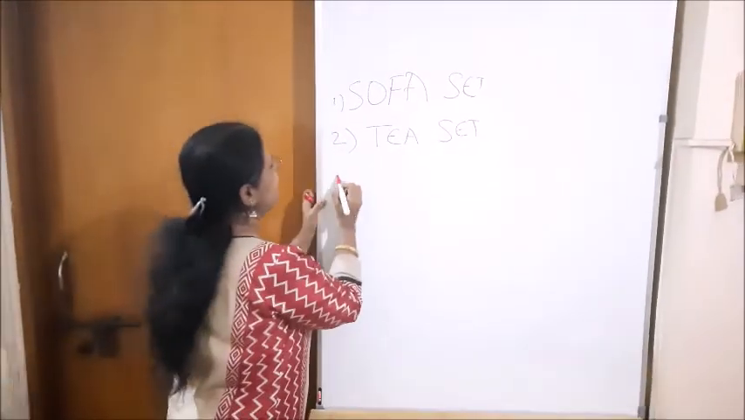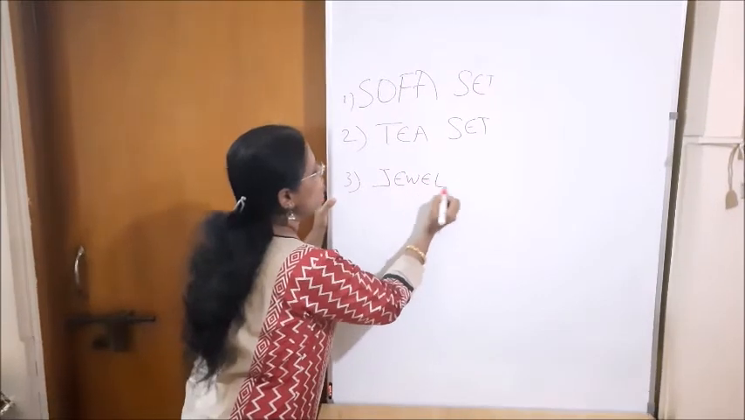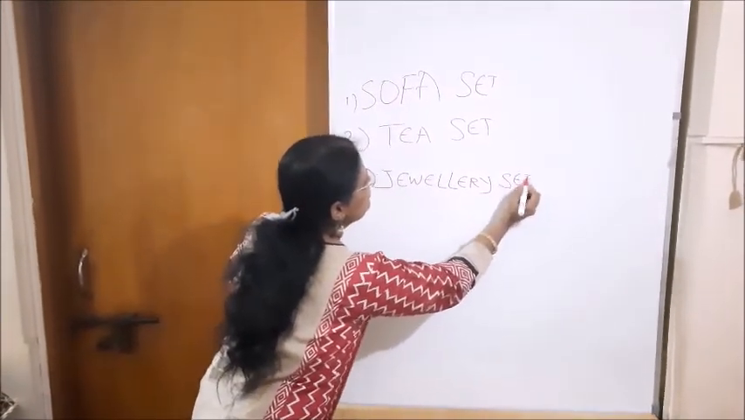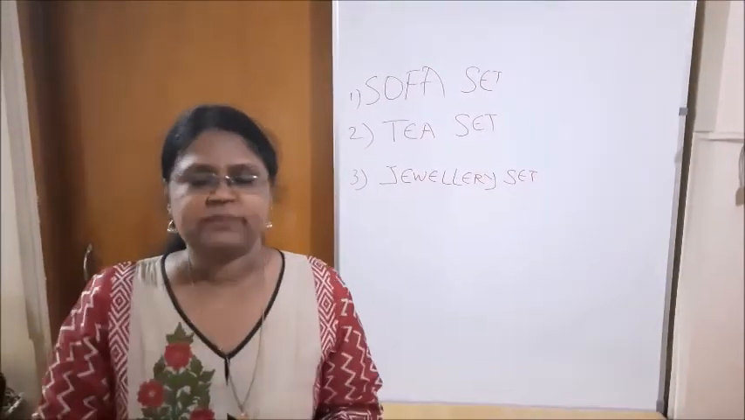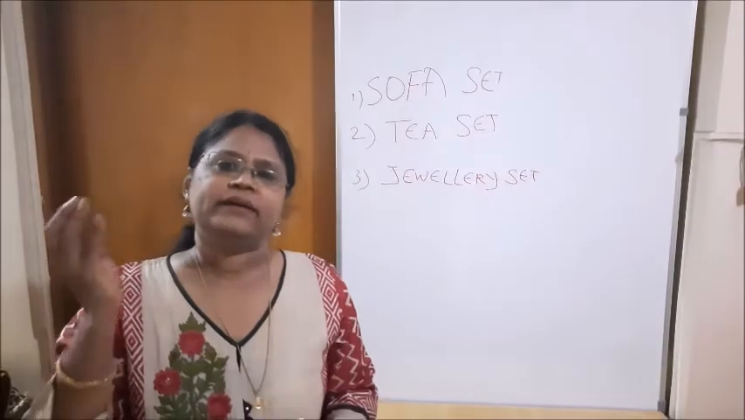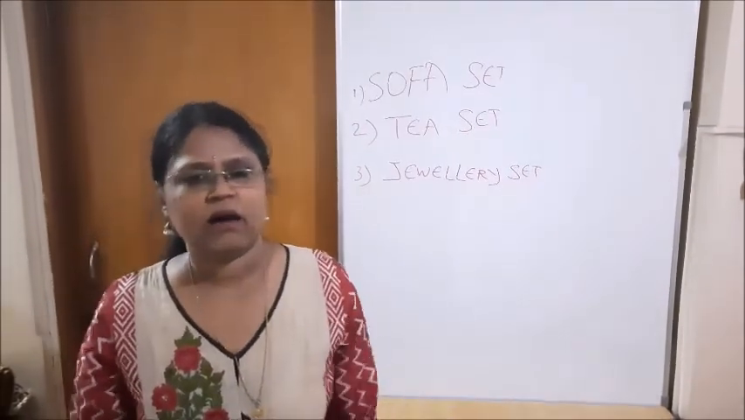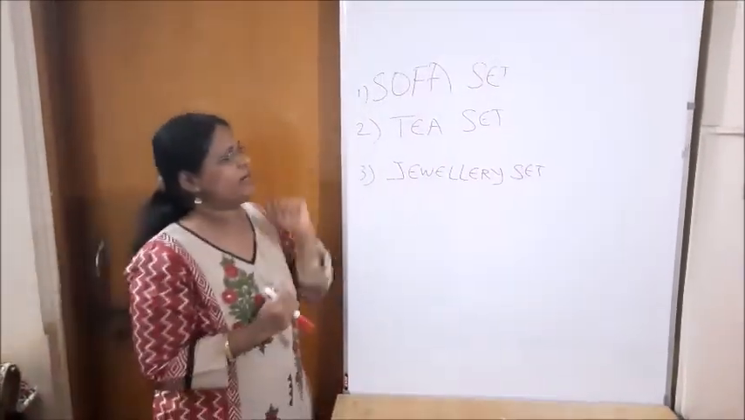And the third commonly used word I am going to write down is jewelry set. What do we mean by the word jewelry set? Chain. It is not just one ornament. It is chain, bangles, ring, nose ring, anklet, etc. All these will come in the word jewelry set.